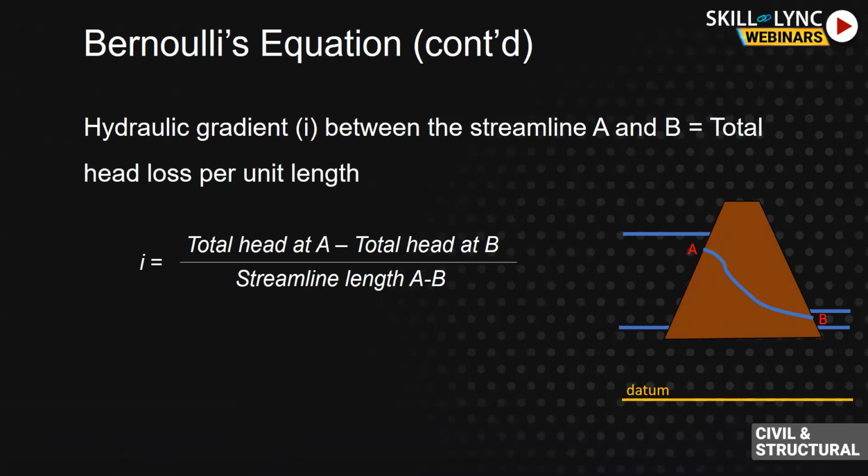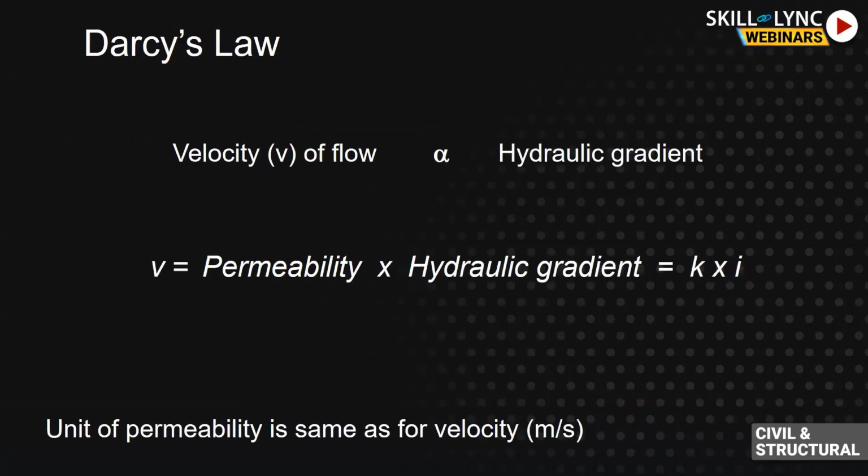This hydraulic gradient i between the streamline points A and B is equal to the total head that we calculated at A, like how we calculated in the previous slide, and the total head calculated at B. We subtract and find the difference of these two heads, and then divide it by the streamline length of A to B. So basically, the hydraulic gradient between any two points is the total head loss per unit length.